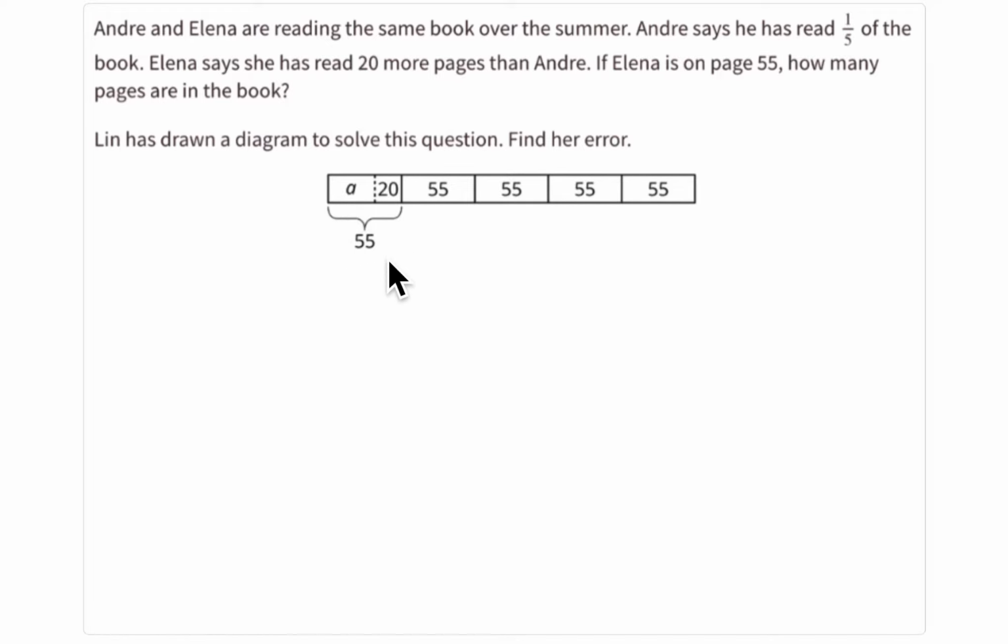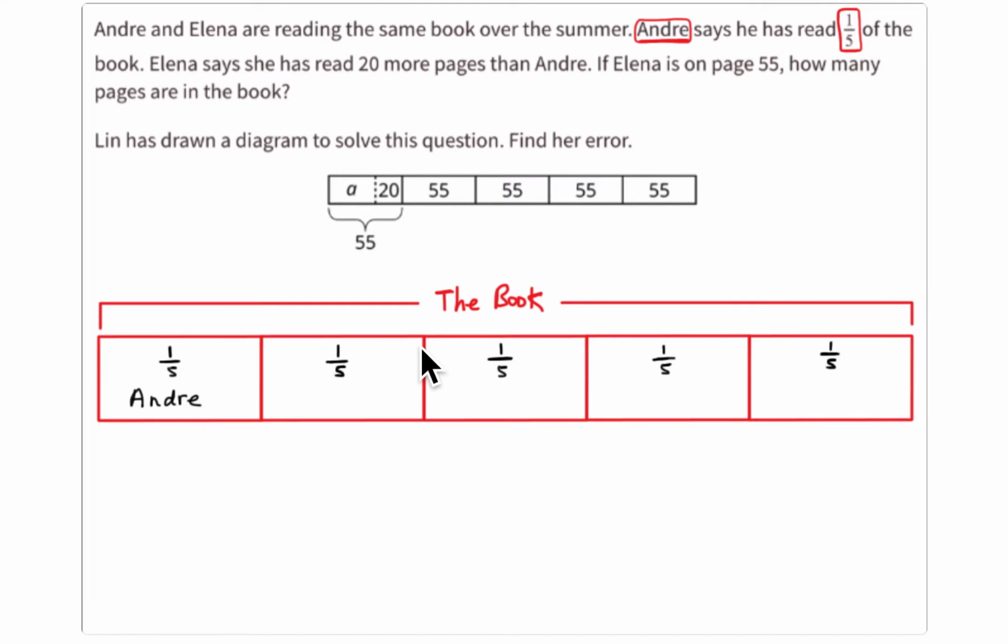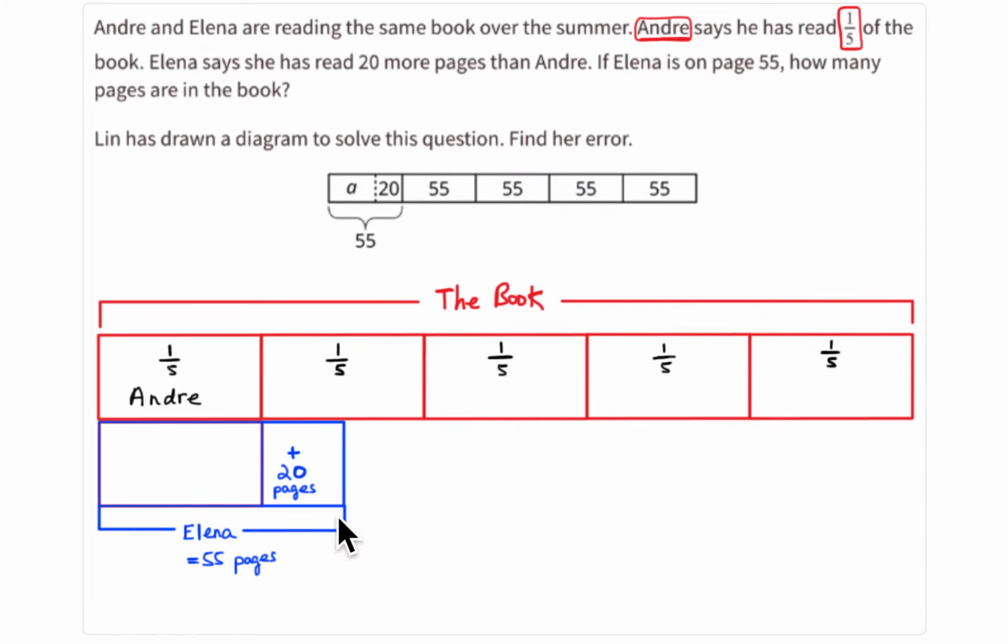That's what Elena read. So if I redraw this, I have the book. I divided the book up into 5 equal parts, and Andre read 1/5 of the book. That's this part right here. So what did Elena read? She read the same amount as Andre read plus 20 more pages. So Elena read 55 pages, and that's 20 more pages than what Andre read right here. 20 more pages than Andre.